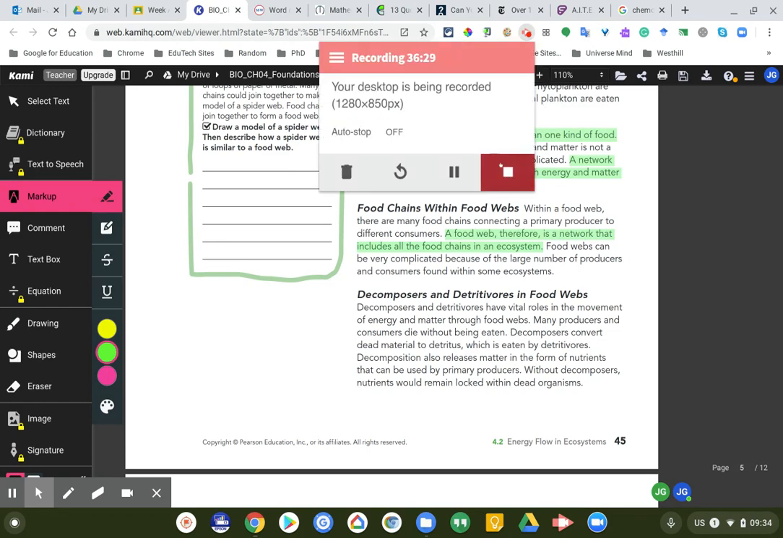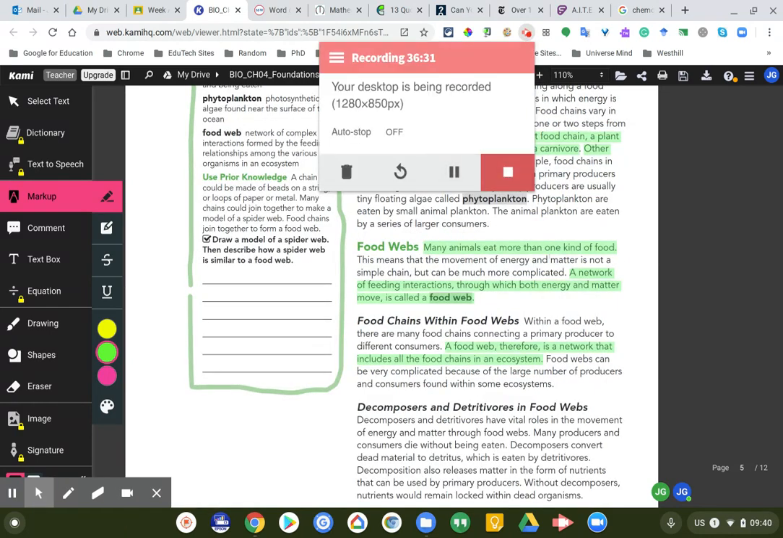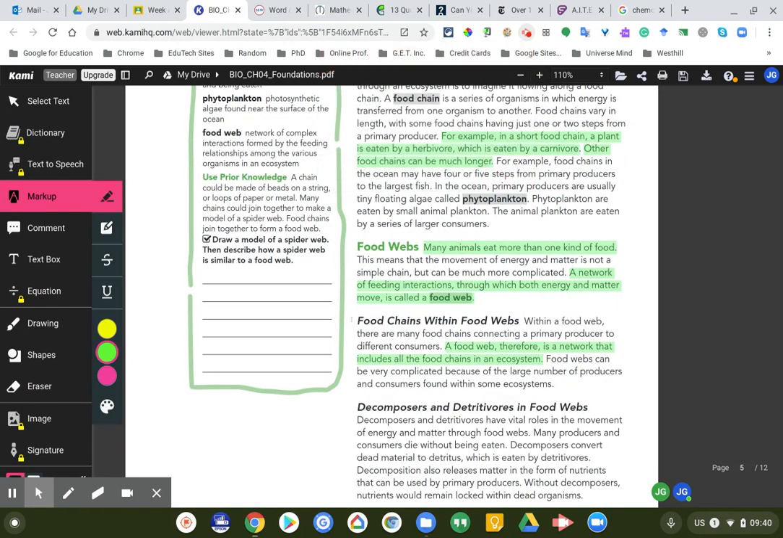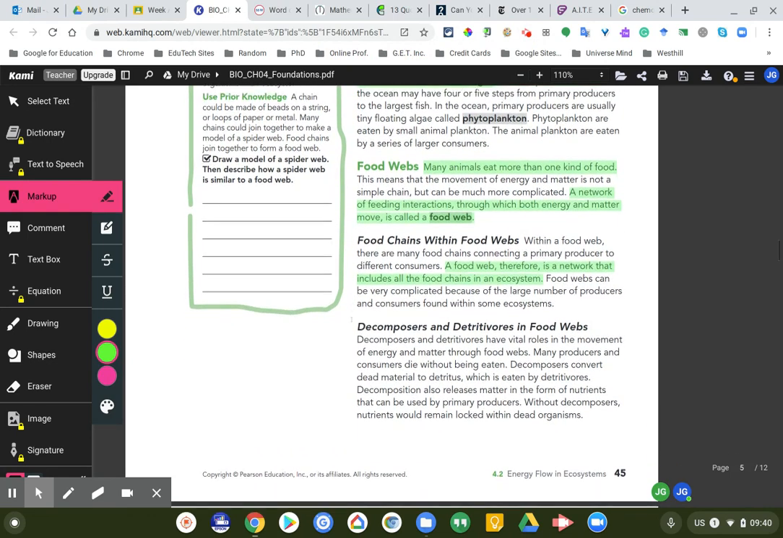Pause this for just a second. All right, here we go. Just keep moving here. So talking about food chains within food webs and things like this. Obviously, food webs are a little bit more accurate picture of what actually happens in the real world with food. Okay. Where else are we going?